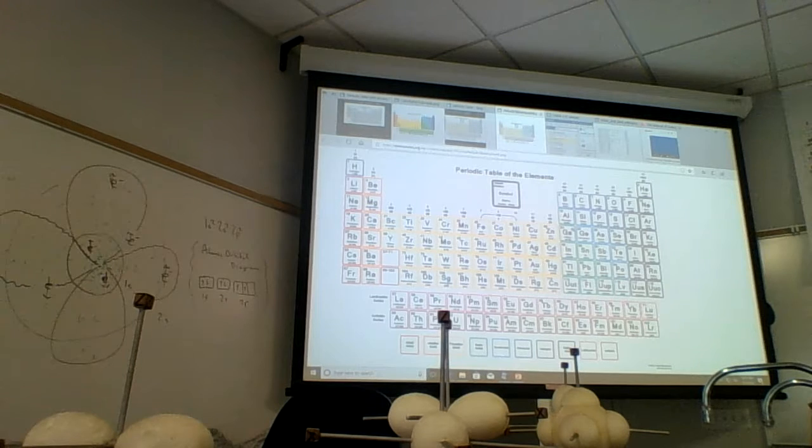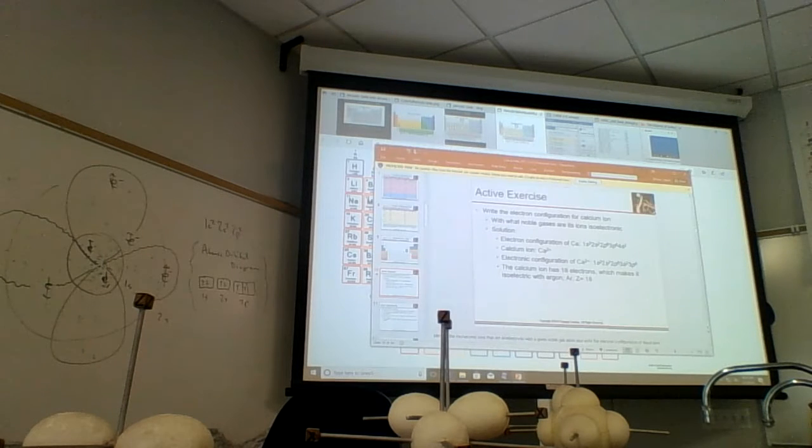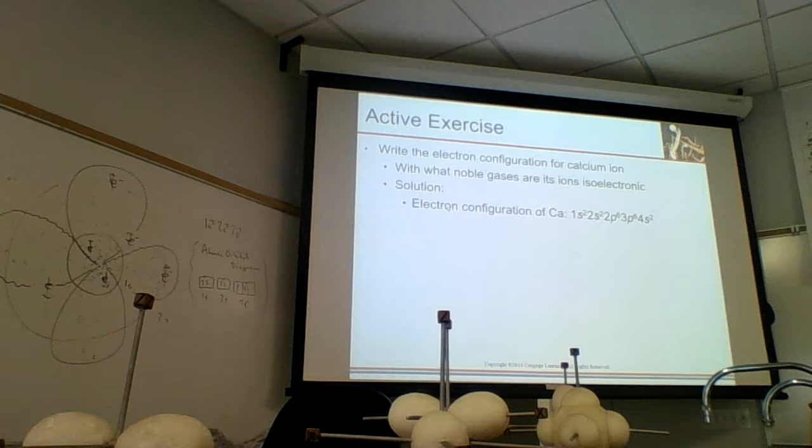Okay, now what is the electron configuration for calcium? It would be argon. Argon is what? 1s2, 2s2, 2p6, 3s2, 3p6. So we could write it out: 1s2, 2s2, 2p6, 3s. Oh, this is wrong. What's missing?